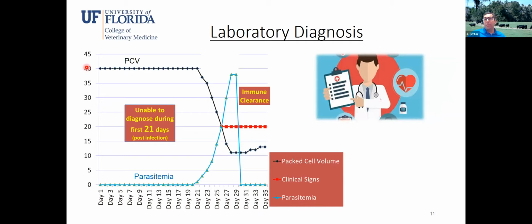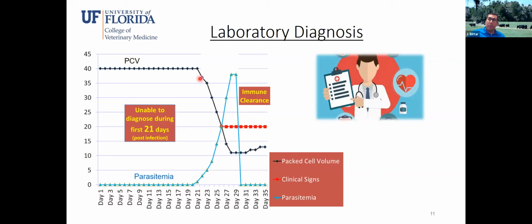In this graph here is just a percentage, and we have three variables. The PCV, the packed cell volume, is the red blood cell percentage. Then you have the parasitemia, the amount of Anaplasma marginale in the blood. And then we have the clinical signs here in red, the square. If this cow read the book well, remember I said the incubation period will be about 21 days. So the cow got infected here, day 1. Then for about 21 days, you don't see much Anaplasma marginale in the blood, and the red blood cell volume, PCV, is okay.